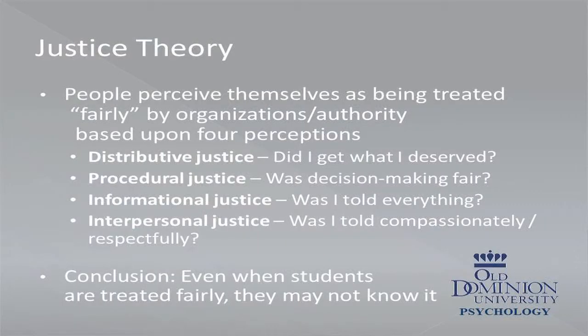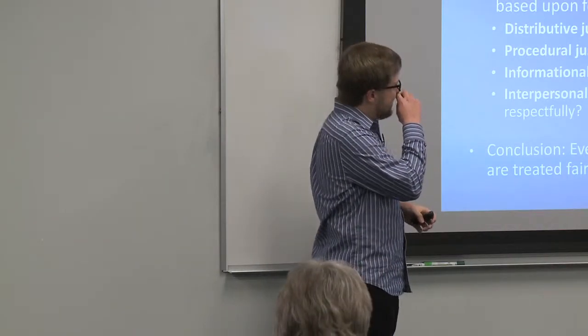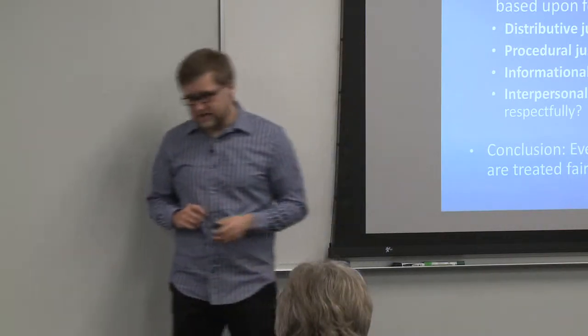Procedural justice, the first of these, was the decision-making process fair? Was the way that my grade was determined a fair process? That would be the kind of question they would ask themselves. Informational justice, was I told everything about this situation? So that's another component. And interpersonal justice, was I told compassionately and respectfully about the reward or the punishment that I was to receive.